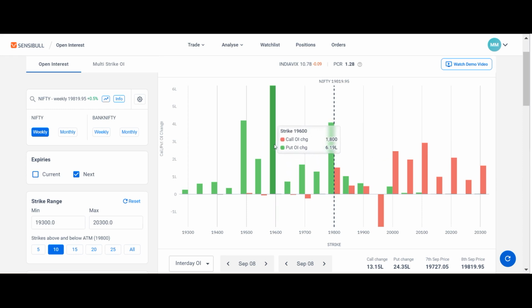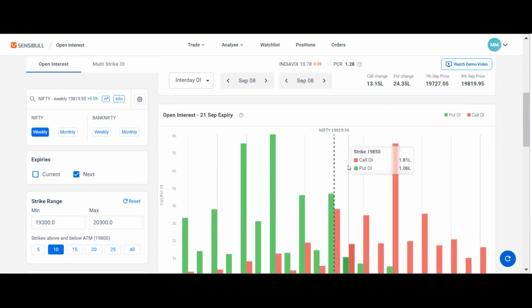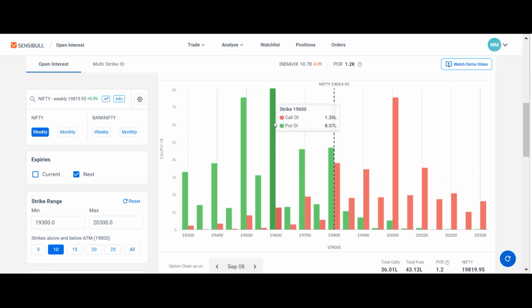So there is a possibility that if it is falling, then it can go to 19,600 as well. This is the kind of data which we see for the end of the day. Now we have to consider where the highest open interest data is. So my consideration will be 19,600 and 20,000. So this is our range.